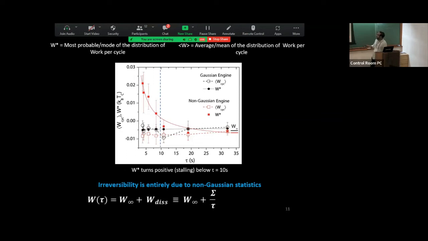And as predicted by Curzon-Ahlborn, the work per cycle as a function of cycle time can be written like this, where this W is the dissipative work, and this is the irreversibility parameter, and we find that this irreversibility parameter is actually dependent on the statistics of the reservoir.